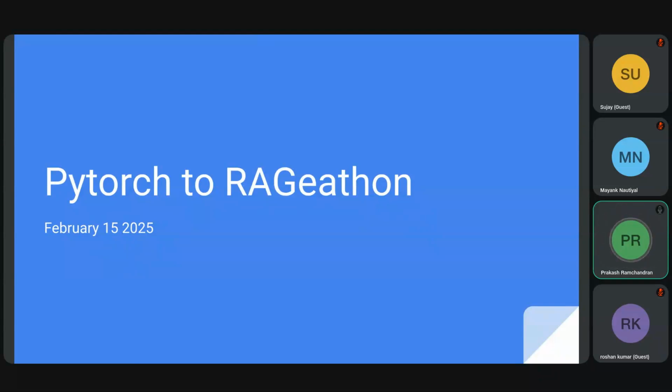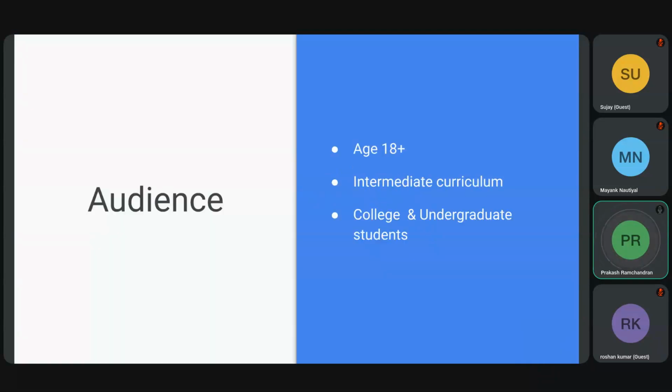This is February 15. So this PyTorch to RAGathon will continue every Saturday, same time, for the next 18 to 20 weeks. But initially, I'm going to focus on people who are at least 18 plus. Anyway, we are not allowed to bring in less than 18, as children are not allowed. And this is for intermediate curriculum.